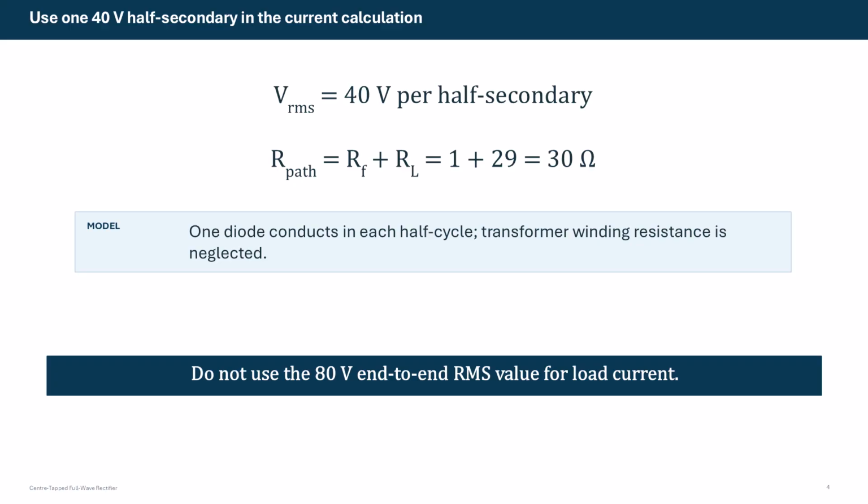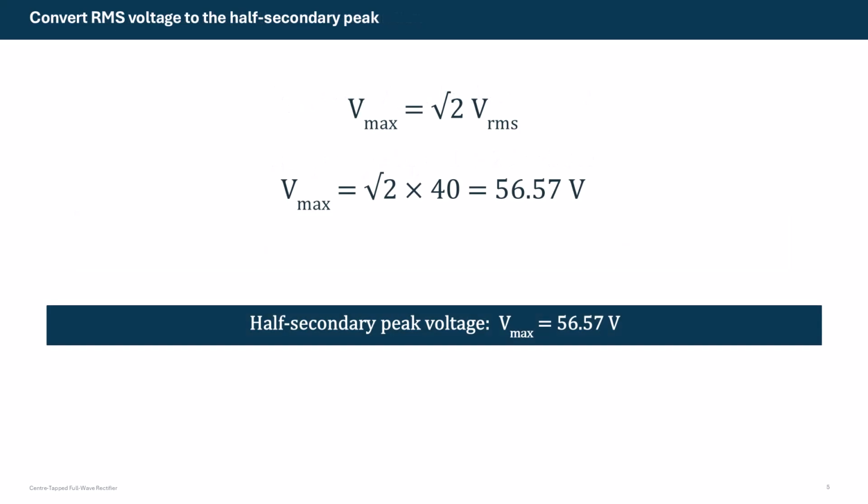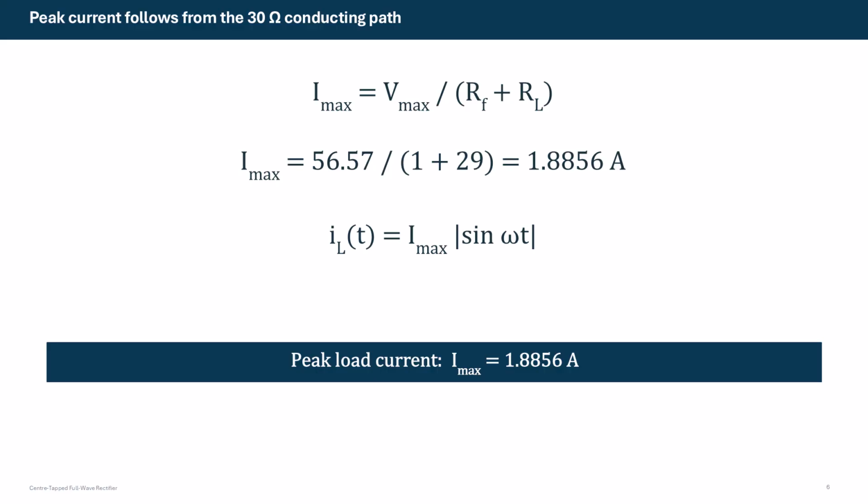One diode and the load are in series. So, the total conducting resistance is 1 plus 29 or 30 ohms. Transformer winding resistance is neglected. We first convert the RMS voltage of either half secondary to its peak value. For a sinusoid, peak voltage equals root 2 times RMS voltage. Multiplying root 2 by 40 gives 56.57 volts. This is the peak driving voltage available to one conducting diode load path with 0 threshold voltage for the conducting diode.